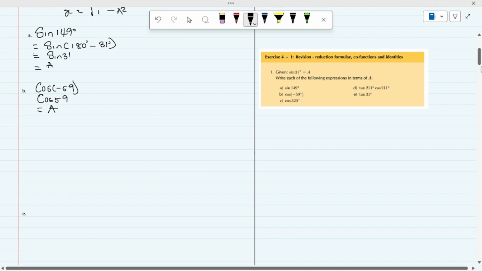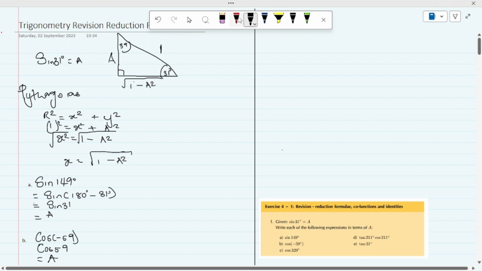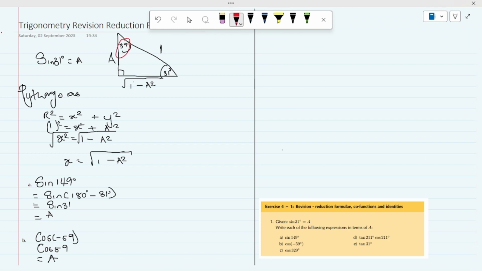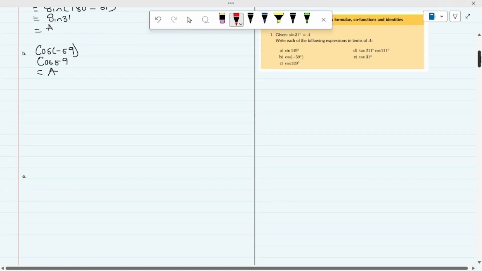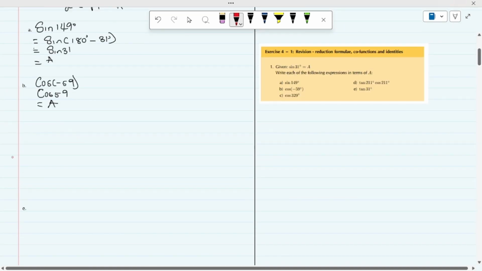Why am I saying cos of 59 degrees is a? Because in this instance, this is 59 degrees, and the adjacent side to 59 degrees is going to be this a. The opposite side is this side, so it's going to be a over 1, which is a, basically, right? So, third question, which is number C.